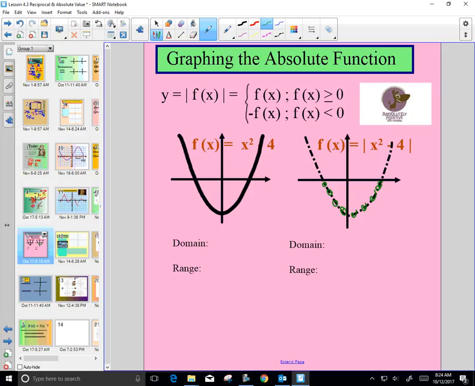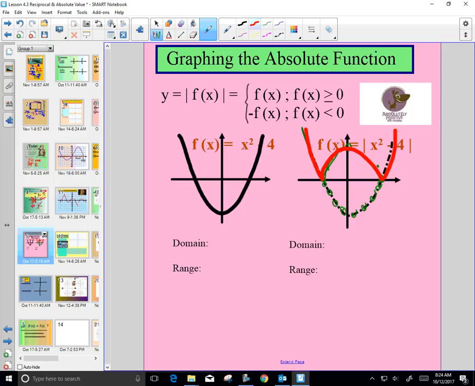This -4 becomes what? 4. And then this 0 is still 0. This -1 becomes 1. And you can see this going like that. And so the absolute value is going to be drawn regular, negatives flipped up. Because that's the distance to 0. We have no negatives to deal with.